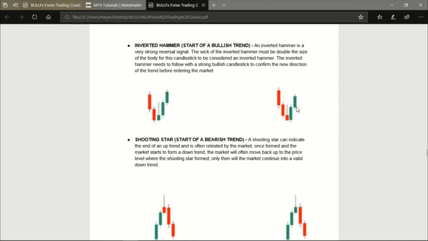We've then got the other variation over here, which is three red candlesticks, of which the third one is the hammer, which is inverted, with a wick showing to the upside, and then followed by two green or bullish candlesticks, which now shows us that the market would then start trending upwards.